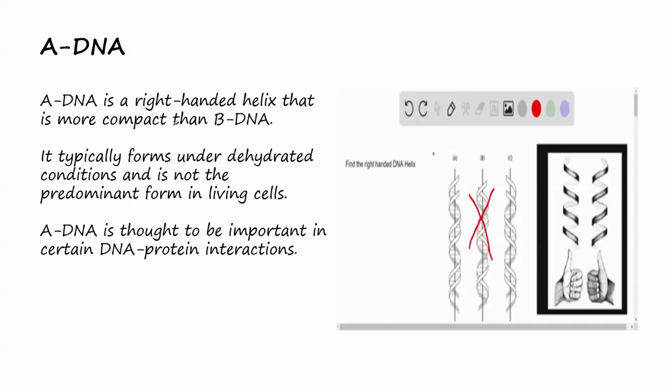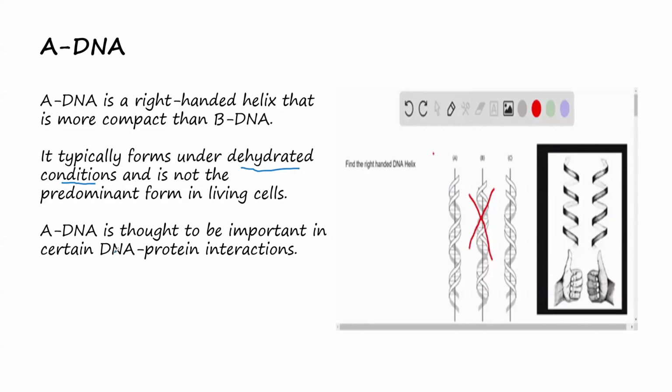So then let's look at the A-DNA. A-DNA is a right-handed helix that is more compact than B-DNA. You see, all of them are right-handed DNA molecules, but the A-DNA is more compact, more twisted than the B-DNA. It typically forms under dehydrated conditions, that is, when there is low water in the environment, and it's not the predominant form of DNA found in living organisms.